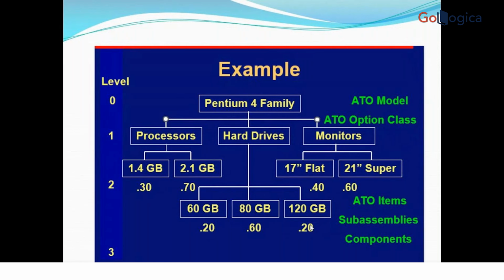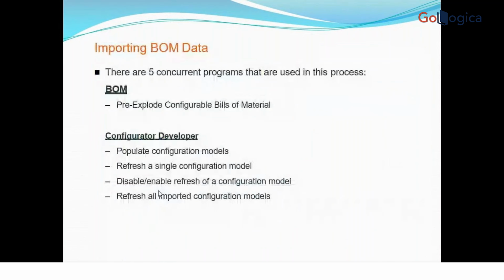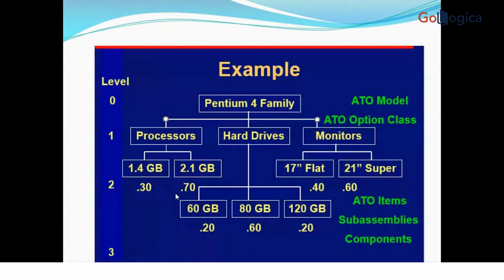These are your sub-assemblies. These are actual manufacturing parts, as I said, at level four. So when the star item gets created, this will be displayed in the star items: 0.30, 0.70, 0.40, 0.60.